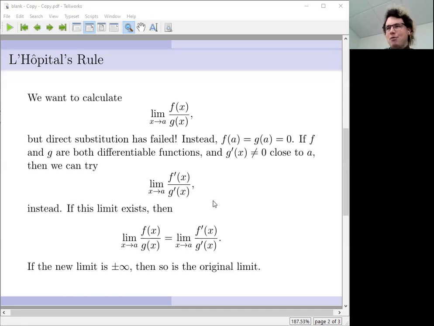So this is the technical version of what I was saying before about approximating the function by its tangent line. The technical thing that we're doing here is we are evaluating this limit by taking the derivatives of both of the functions and evaluating that limit instead. And so if the new limit is positive infinity, the original limit is also going to be positive infinity. If the new limit is negative infinity, the original limit is going to be negative infinity.